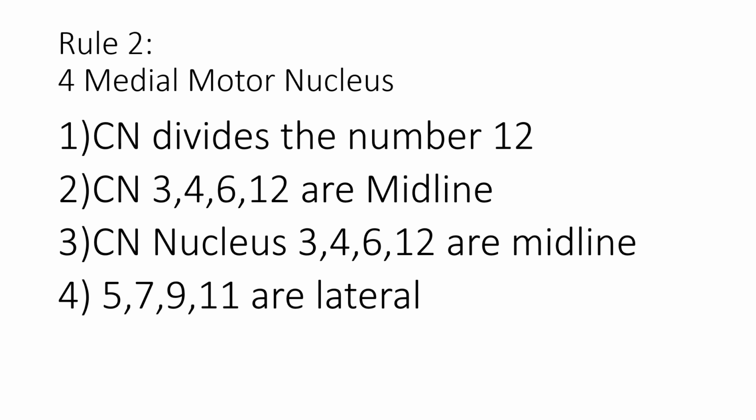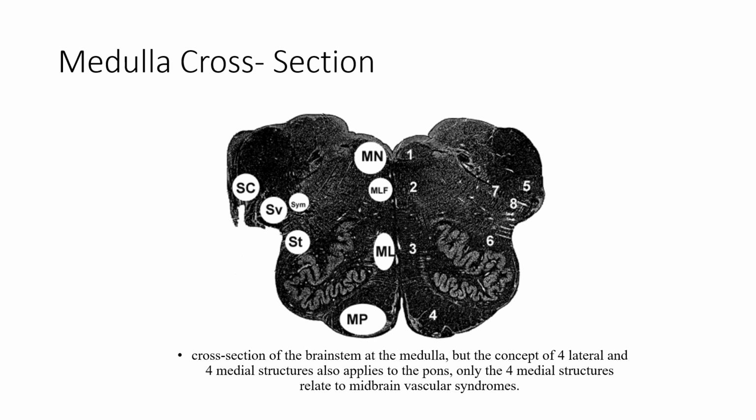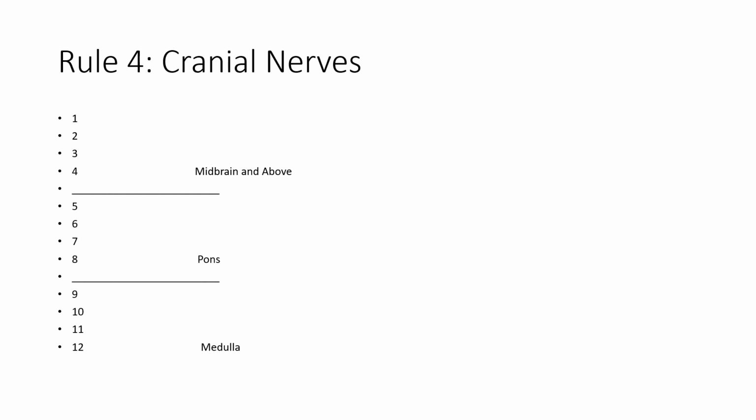Rule 2, 4 medial motor nuclei. So 1, cranial nerve divisors of 12. Cranial nerves, or nuclei, 3, 4, 6, and 12 are midline. So nuclei and nerves. And then 5, 7, 9, and 11 are lateral or off to the side. Rule 3, those side structures, 4 side structures: spinocerebellar pathway, spinothalamic pathway, sensory nucleus of trigeminal, and sympathetic pathway, all off to the side or lateral. So you can see these S's over here, off to the side or lateral. And then our cranial nerve.